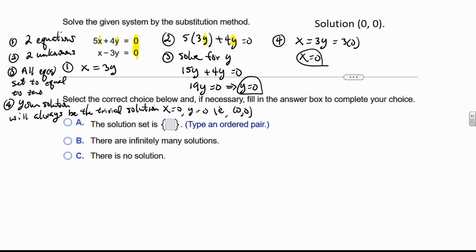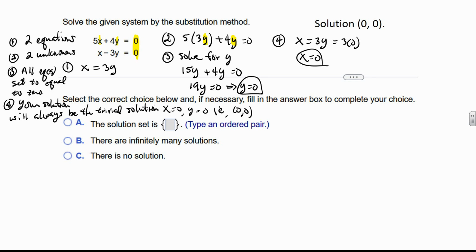This only works when the equations are set equal to 0. All equations set equal to 0, and again, the number of equations matches the number of unknowns. 2 equations, 2 unknowns, x and y. I have 2 equations, each set equal to 0. You can go through the steps like we just did, 1, 2, 3, 4, and you still get x equals 0, y equals 0.